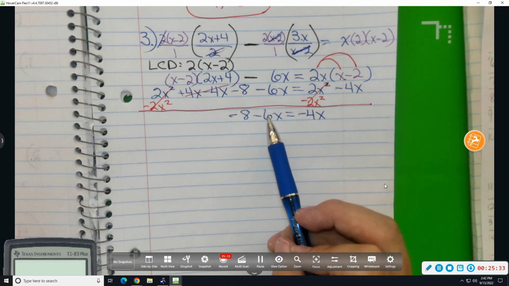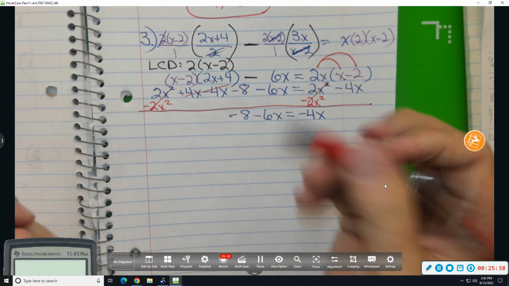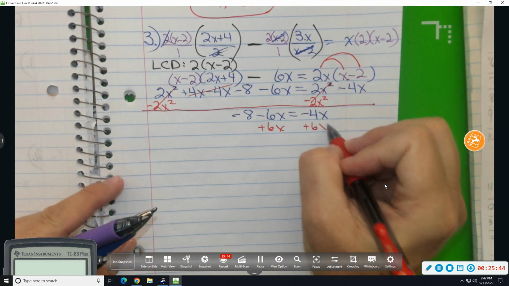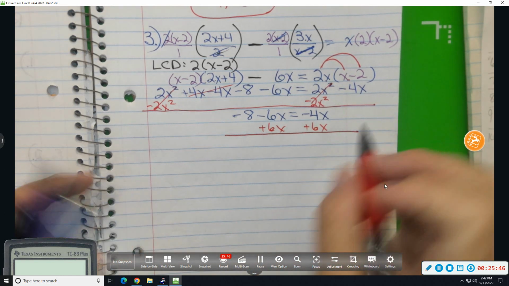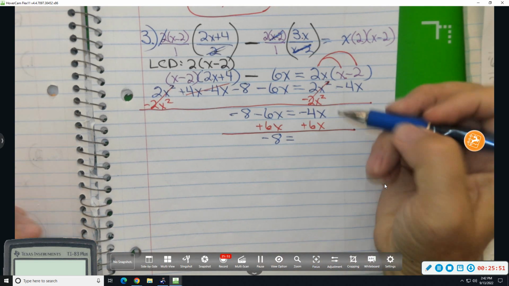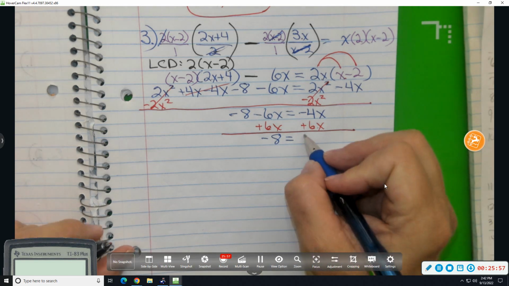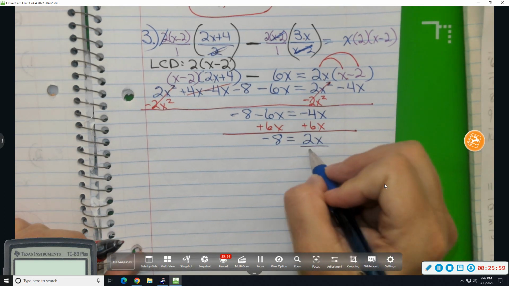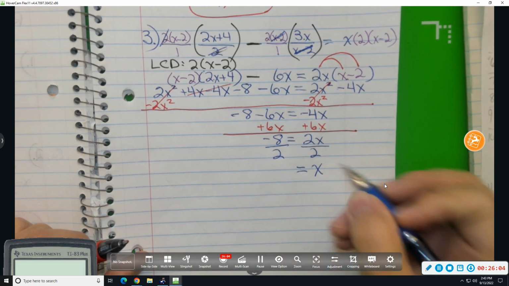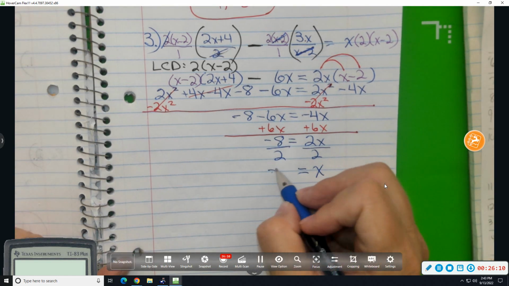That's what I'm going to do. I'm going to move that minus 6x over by adding 6x. Okay, so we have negative 8 is equal to negative 4x plus 6x, which gives me 2x. Then you have to divide by 2 to make it negative 4 equals x. And so equality is reflexive. I'm going to read it as x equals negative 4.